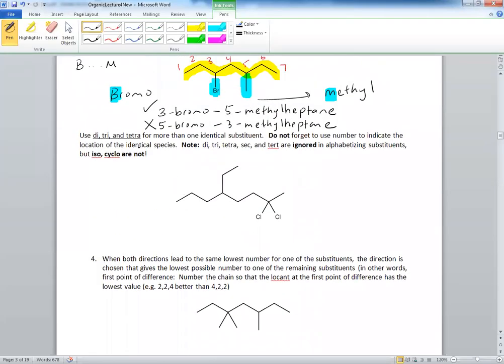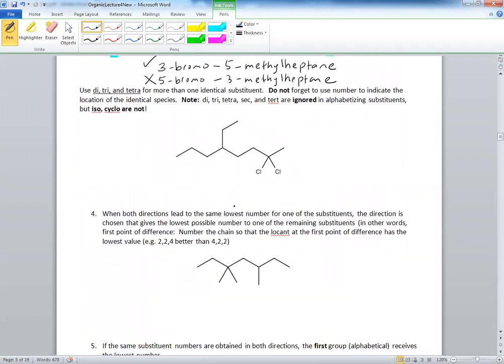So part of the third rule is, in many instances, you will have multiples of the same substituents. Like in this case, we have two chloro substituents, two chlorine atoms. So then we use, if you remember from Gen Chem, di, tri, tetra. Di means two, tri means three, and tetra means four, etc., for more than one identical substituent. Do not forget to use the number to indicate the location of the identical substituents.